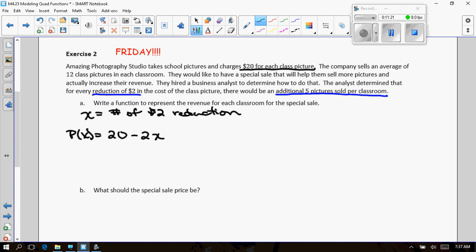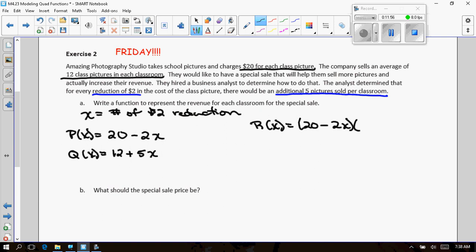Okay, and then let's do Q of x. Q of x is going to be the number of pictures sold. Well, it automatically sells 12 if we don't do the reduction. But if I do the reduction, I gain 5 pictures for every reduction that I do. So I'm going to take those two and multiply them to give me my new function. The revenue is equal to our price, 20 minus 2x, and our quantity, 12 plus 5x.